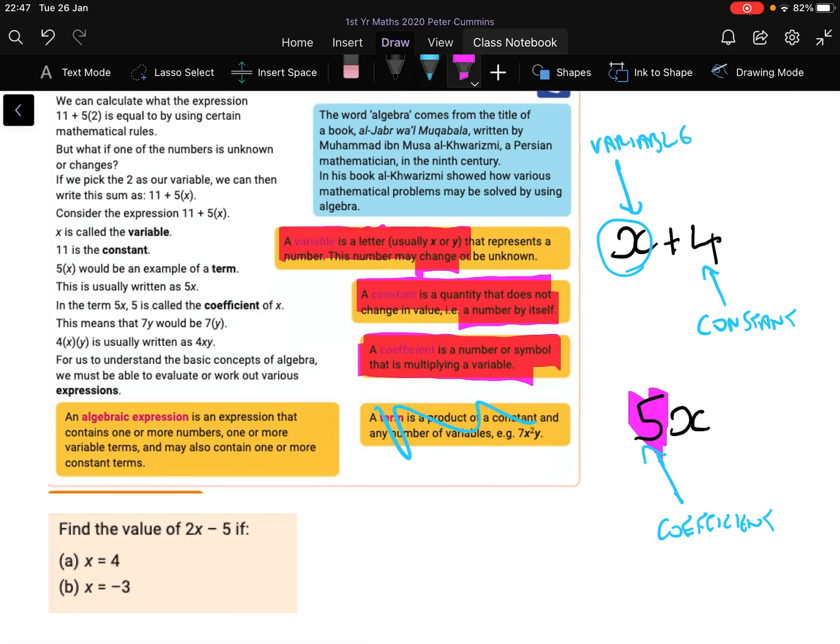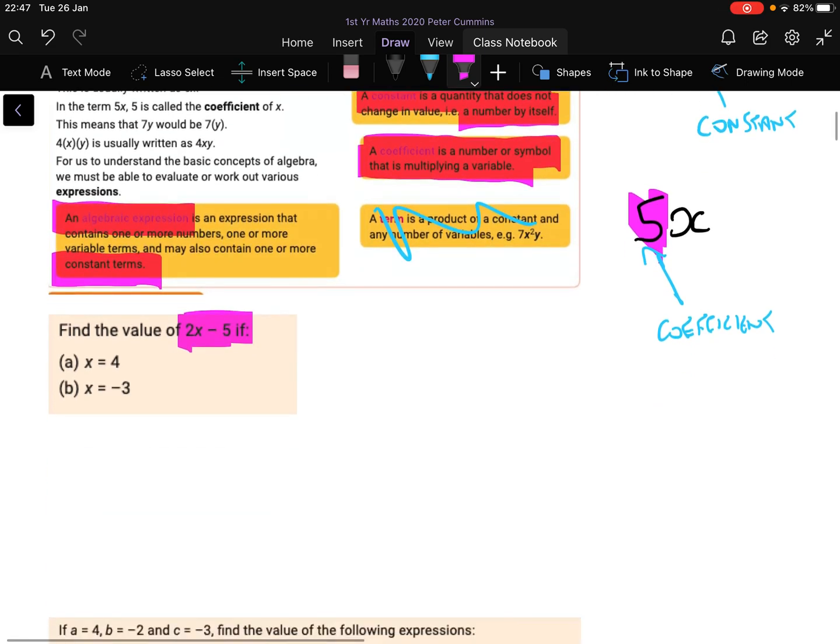Don't worry about this one here. Just an algebraic expression. It contains one or more numbers, one or more terms, and it also contains one or more constant terms. So you have a few different things in an expression. This here is an expression. If you have a look here, this kind of takes it all in.